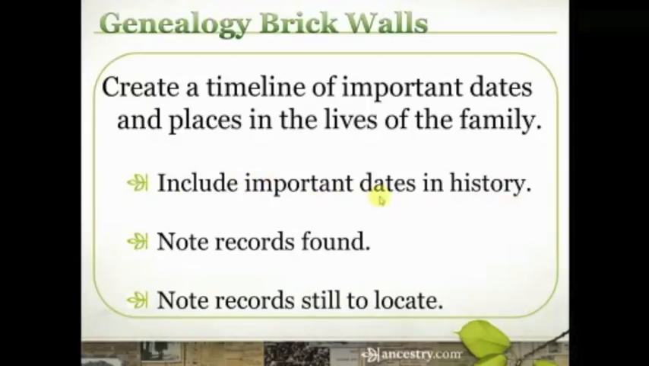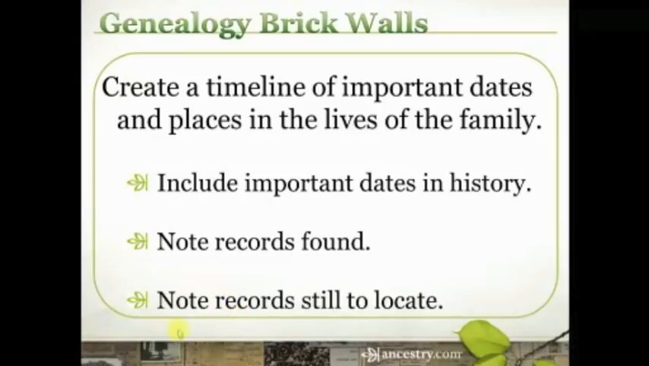Start to look for not just important dates that you might be aware of, but look for maybe events, local events, or things that you might not be aware of. Spend some time researching that history. Make a note of what records you found. I mentioned I'll plug in where they're living in a census, or a death of a child, or other records that I find. And then make a note of records you still need to locate.